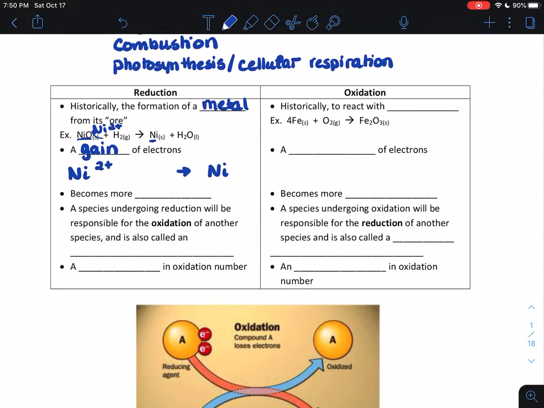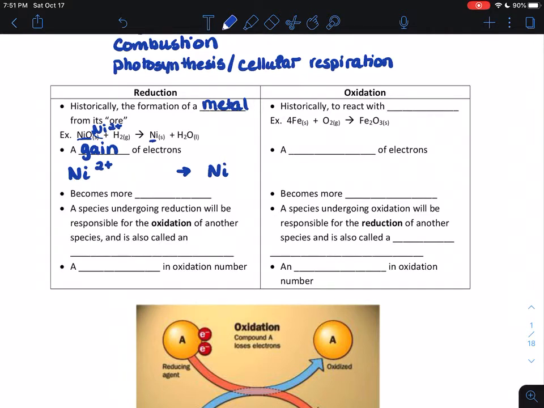And one thing you need to know with half reactions is just like a regular chemical equation, it must be balanced. So the same number of atoms must appear on both sides. And the other thing that must happen is that the charge must also be the same on both sides. And to balance the charge, remember that in a chemical reaction, the only thing that moves are the electrons.